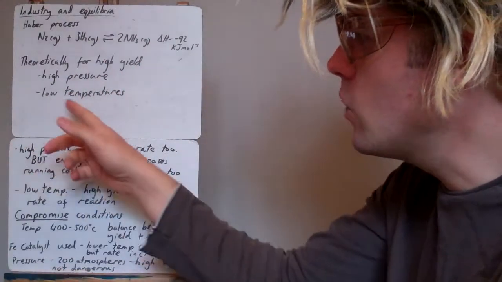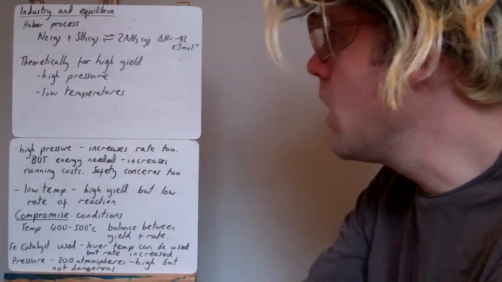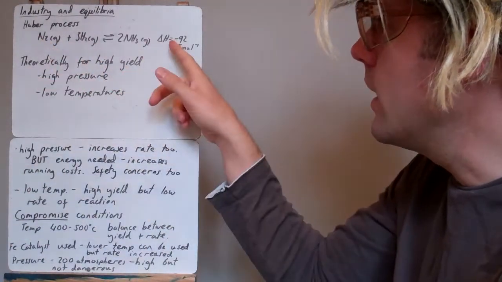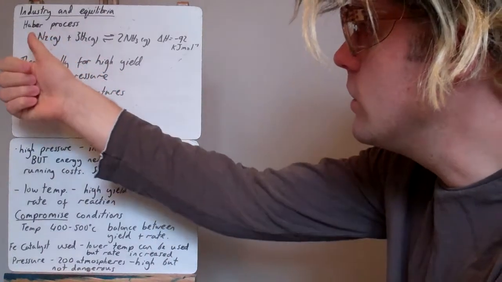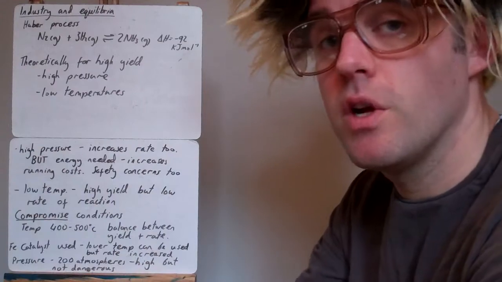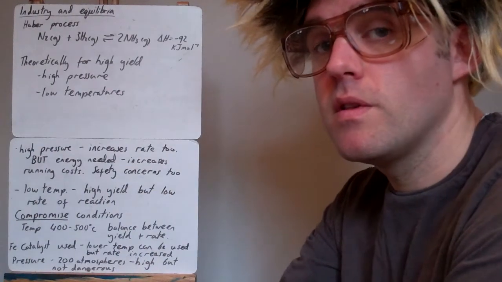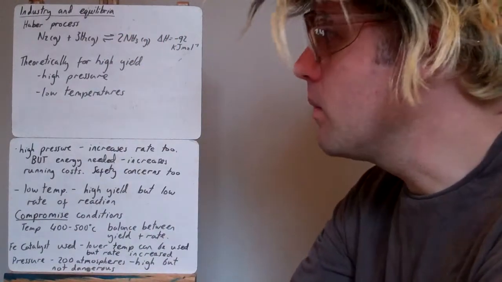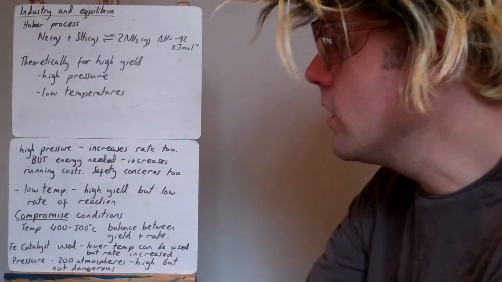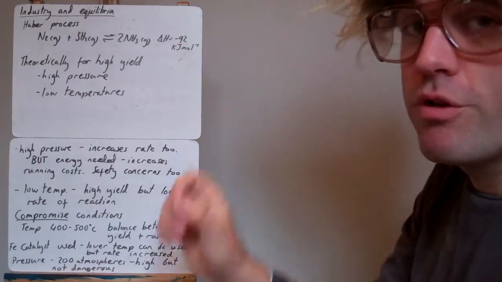So we get more products, higher yield. Excellent. Low temperatures as well would increase the yield because we've got here delta H is minus 92. So going to the right is the exothermic direction. So if you decrease the temperature, the position of equilibrium will move in the exothermic direction, which in this case is to the right, and so we get more products, higher yield. Okay, so that's theoretically what we want to do if we want to increase the yield.